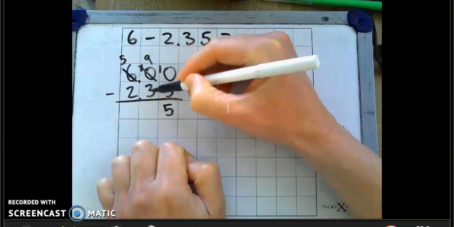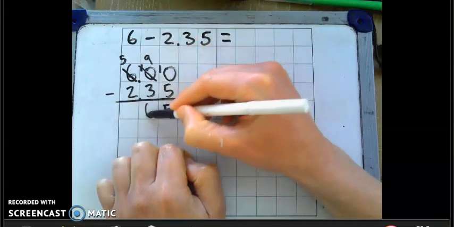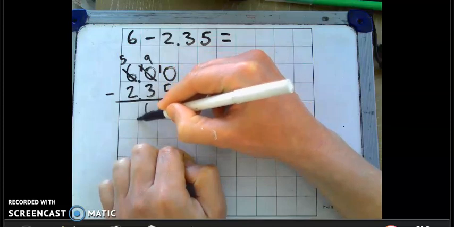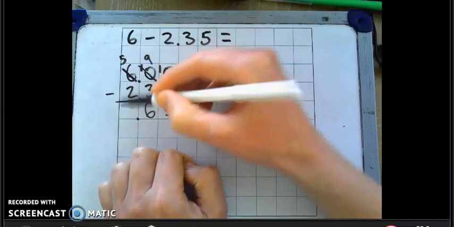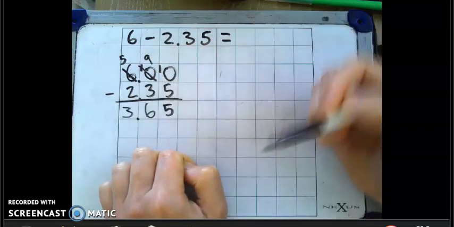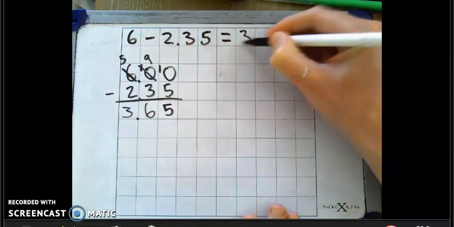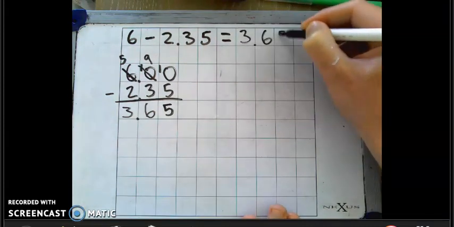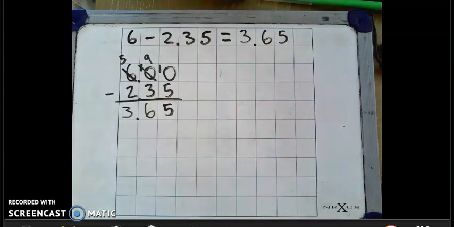9 subtract 3 is 6. Don't forget to pop your decimal point in. 5 subtract 2 is 3. 3.65. That's method 1.